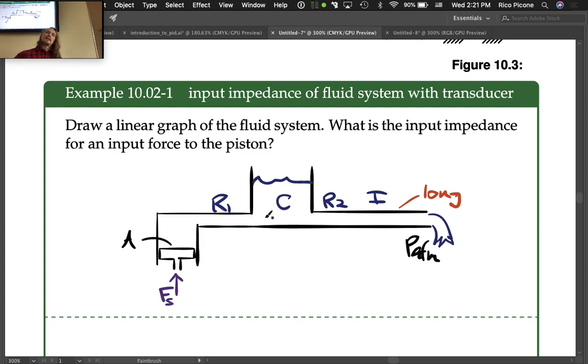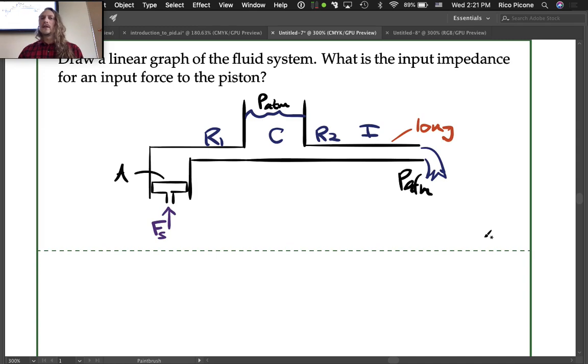This tank has got some capacitance associated with it, fluid capacitance associated with it. This is at atmospheric pressure up here. And then it goes through a relatively long, thin pipe out to atmosphere. It flows out, so we have a resistance and an inertance or fluid inductance associated with it. So, and out to atmosphere. So this is our system. So let's draw a linear graph model first, shall we?